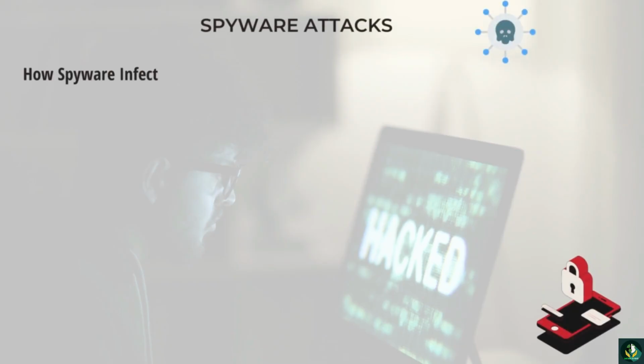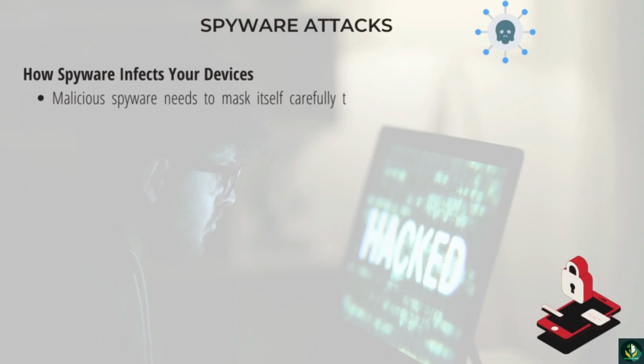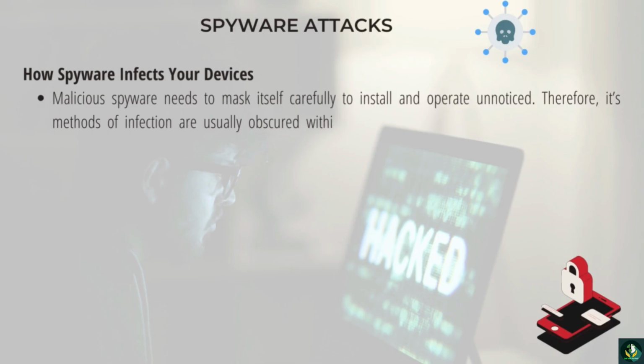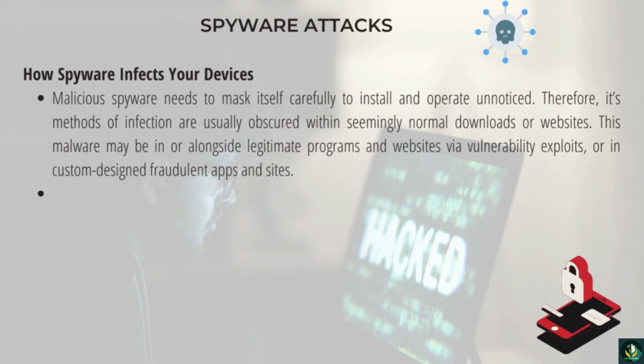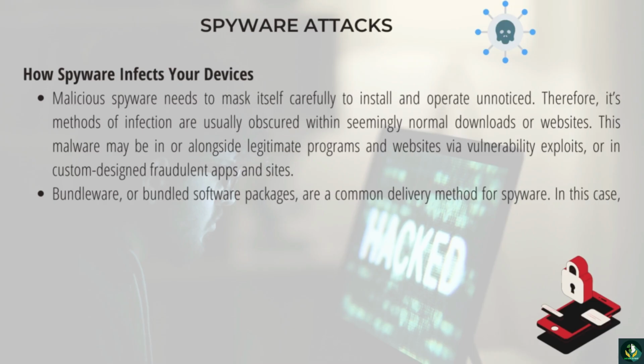How spyware infects your devices. Malicious spyware needs to mask itself carefully to install and operate unnoticed. Therefore, its methods of infection are usually obscured within seemingly normal downloads or websites. This malware may be in or alongside legitimate programs and websites via vulnerability exploits or in custom-designed fraudulent apps and sites. Bundleware or bundled software packages are a common delivery method for spyware.